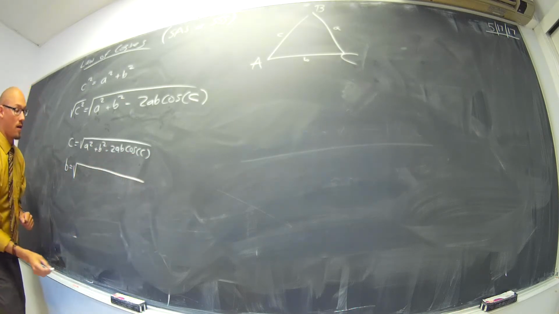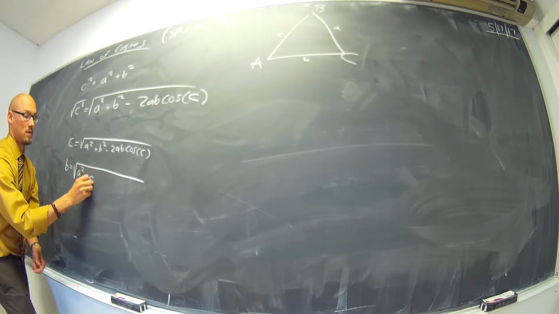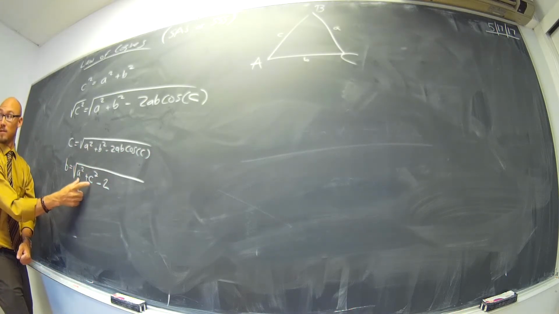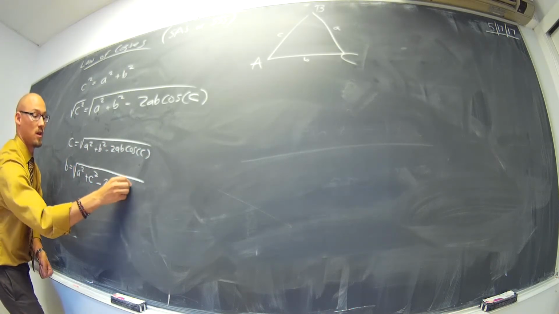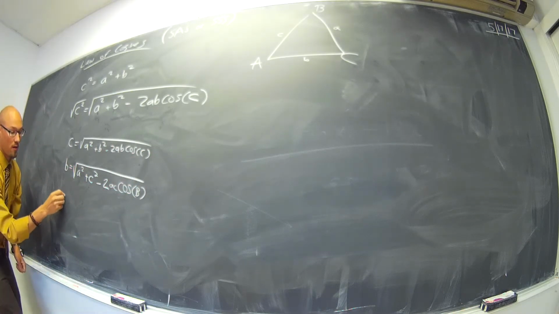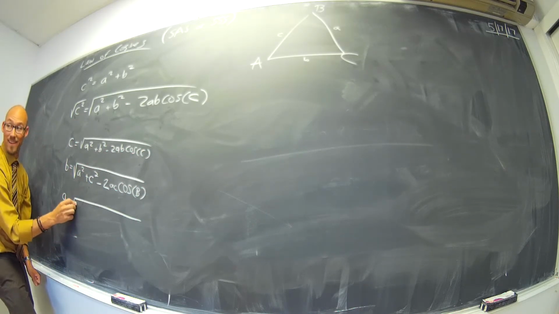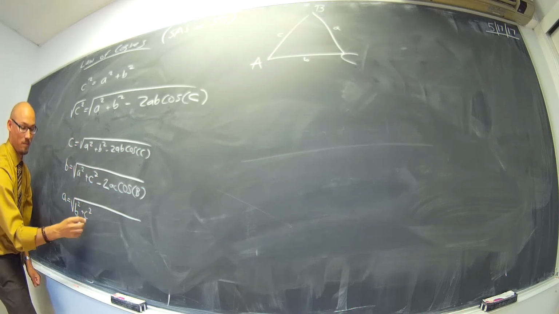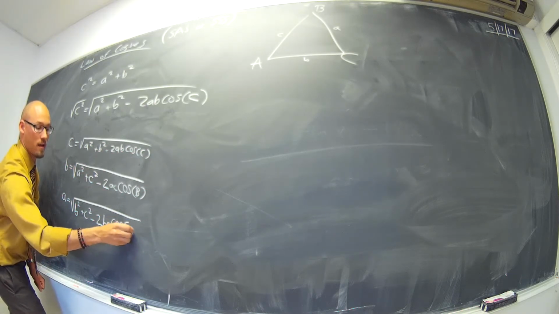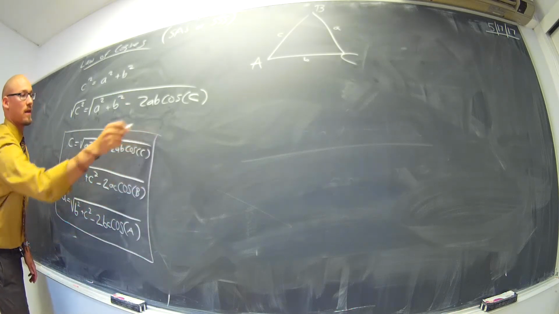That would be the square root of, what are the other two sides? A squared plus c squared minus 2ac times the cosine of big B. And then if I wanted to solve for little side a, it would be b squared plus c squared minus 2bc cosine of A. Right, so this is an arrangement.